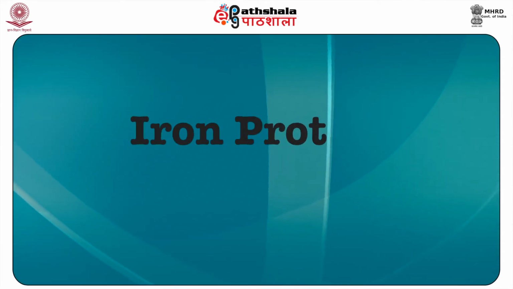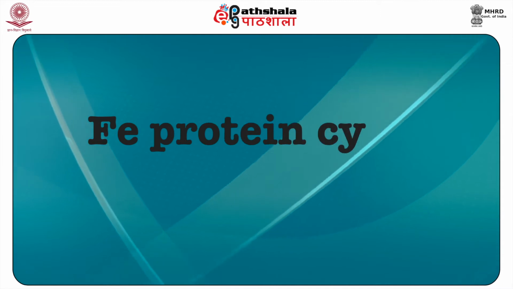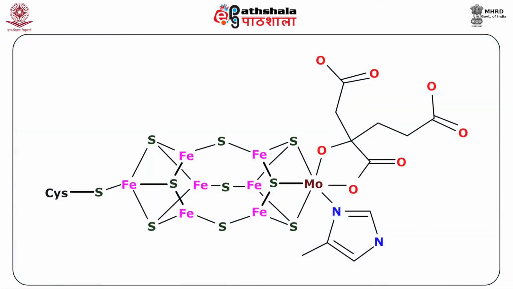Iron protein cycle. The iron protein is a homodimer with a molecular weight of 64,000, consisting of one nucleotide, magnesium ATP or magnesium ADP, binding site within each subunit, and a single 4 iron 4 sulfur cluster bridging the two subunits. This has been represented in the figure.